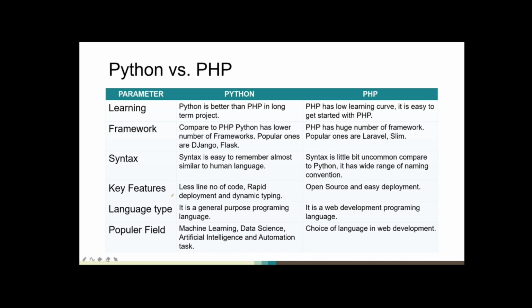As to the key features, Python has less design and number of code, and can be applied in rapid deployment and dynamic typing. And for PHP, it is open source and easy deployment. And you can even deploy it in your local host or in a free hosting site. As for language type, it is a general purpose programming language for Python, and for PHP, it is a web development programming language. Some popular fields for Python are machine learning, data science, AI, and automation tasks. And for PHP, this is basically the best choice of language in web development.